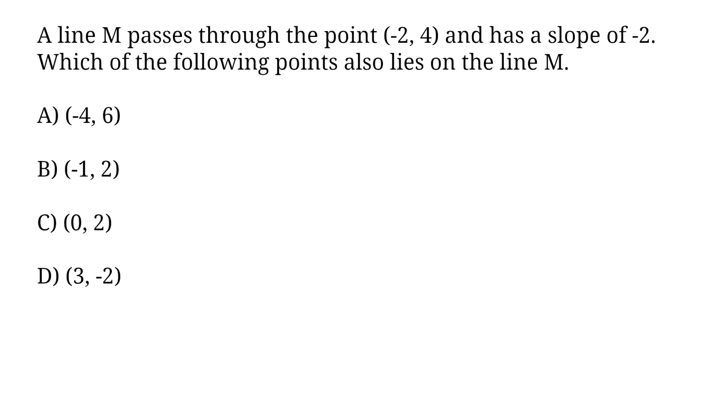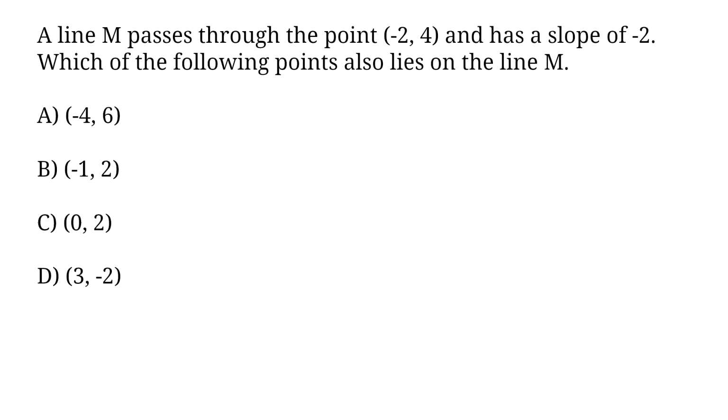A line M passes through the point (-2, 4) and has a slope of -2. Which of the following points also lies on the line M? A. (-4, 6). B. (-1, 2). C. (0, 2). D. (3, -2).